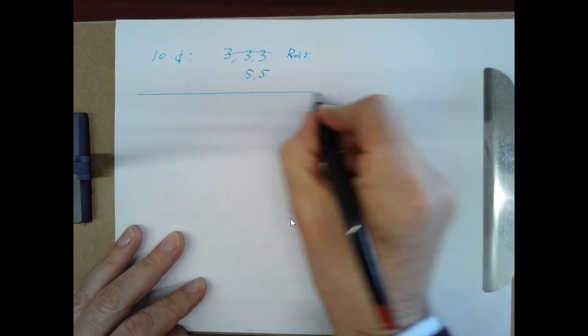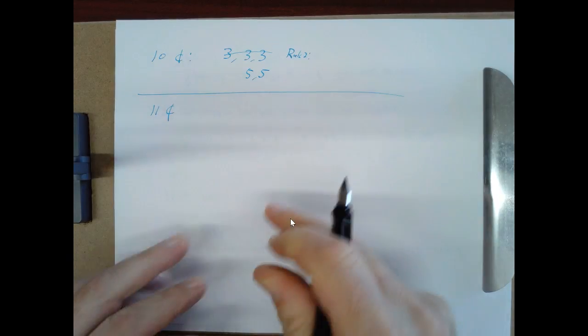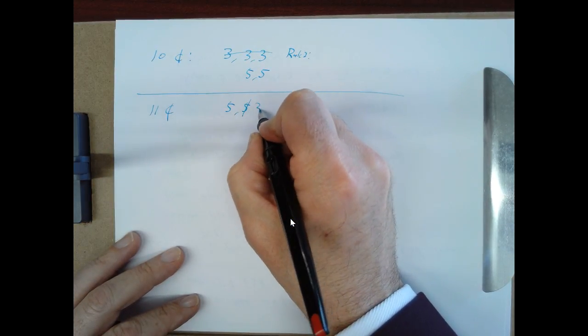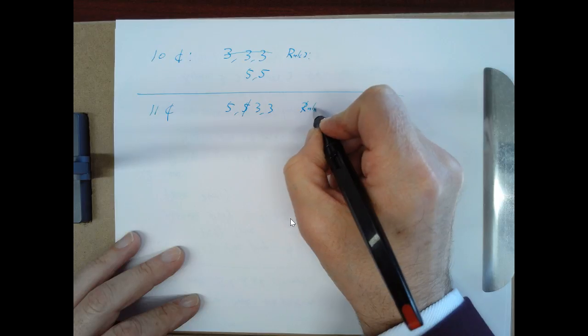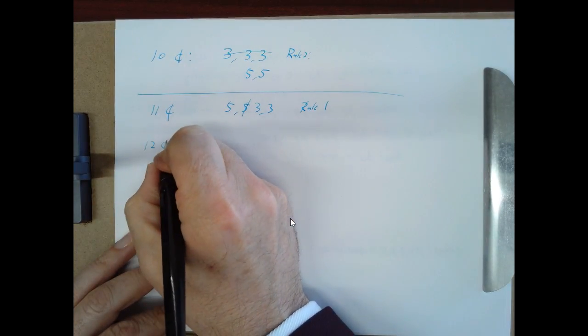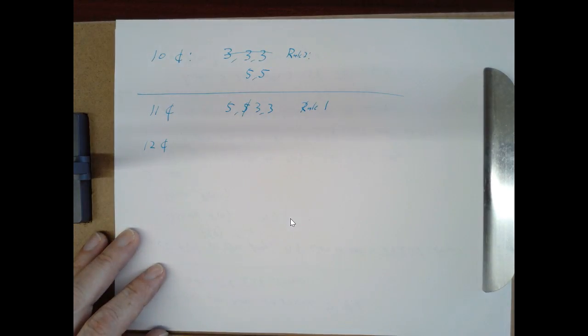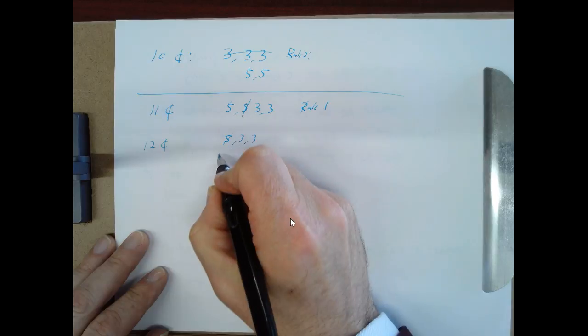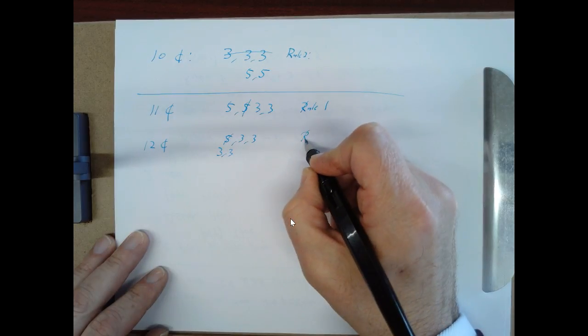And now to make 11 cents, we take the solution for 10 cents, and the first rule says if we have a 5, replace it with 2 3s. So we started with this. We replace this with a 3 and a 3. That's rule 1. And there's 11 cents. And 12 cents says if you have a 5, replace it with 2 3s. So take 5, 3, 3, replace that with a 3 and a 3. That's rule 1 again.